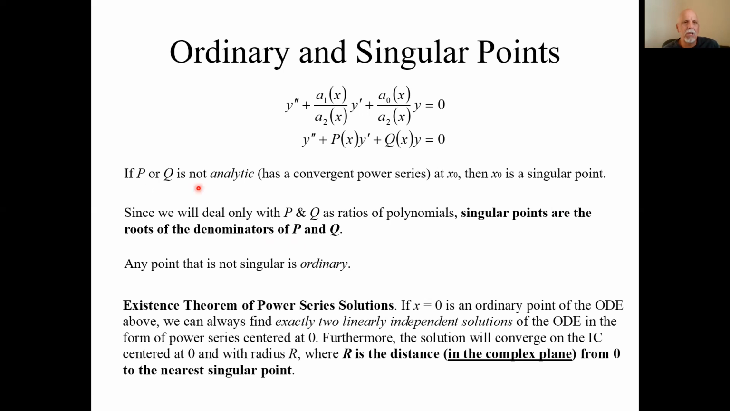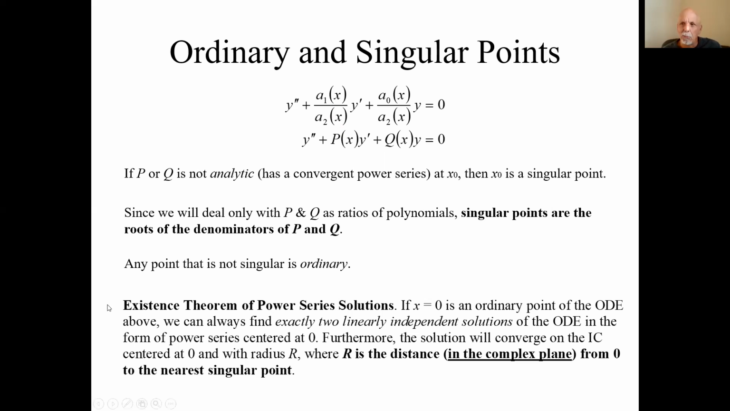More generally, you need P and Q to be analytic. If it's not analytic at a certain x, that x is a singular point. Since we're dealing only with ratios of polynomials, the roots of the denominator polynomials of P and Q are the singular points. Any point that is not singular is ordinary. And what we're really going to be especially concerned about, since we're going to center our power series at 0, is whether 0 is an ordinary point or not.